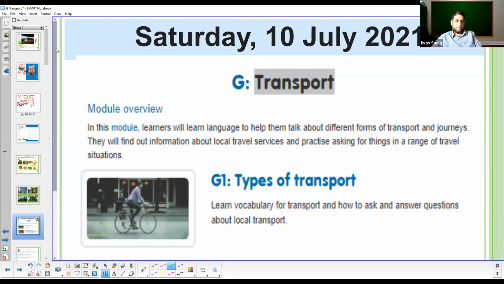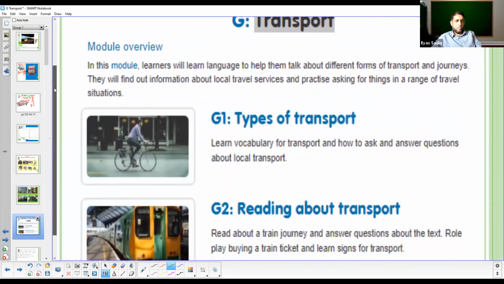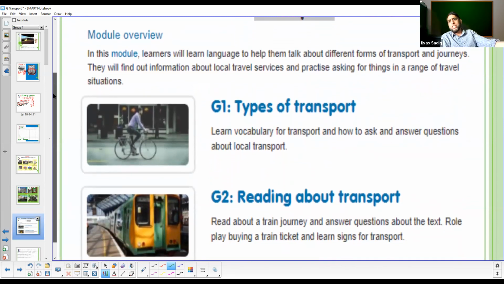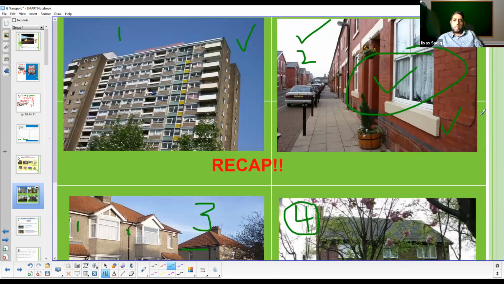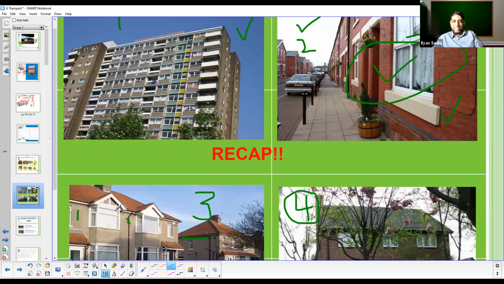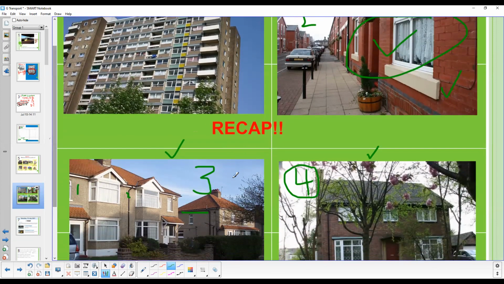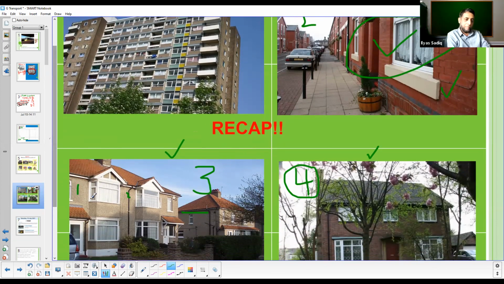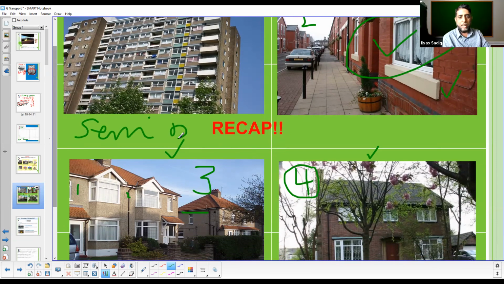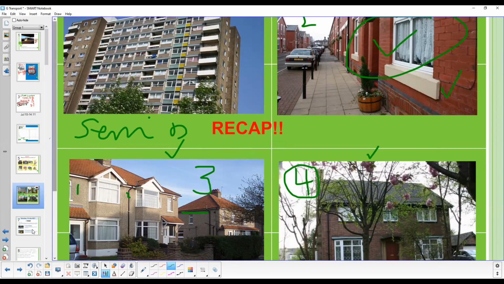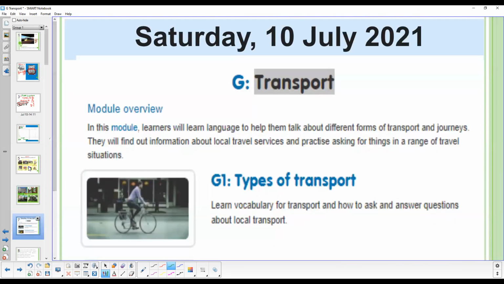So as such, again, we would be learning about different forms. What is number 3 called? Number 3 is called semi-detached. This is detached and semi-detached. Semi, S-E-M-I, semi. And 4 is detached. Yeah, semi-detached and detached. And number 2, please. Terraced.